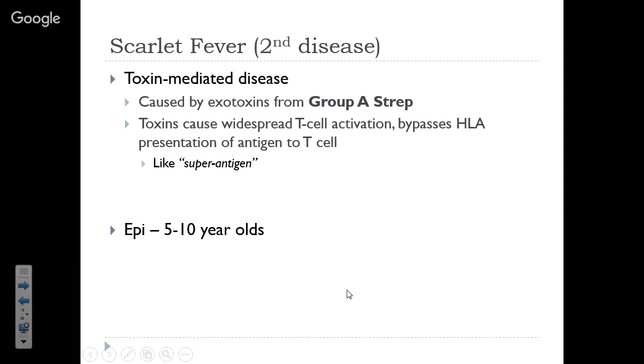Moving on to scarlatina or scarlet fever or second disease. So this is a toxin-mediated disease caused by group A strep. Basically, the group A strep acts like a superantigen and bypasses the usual HLA presentation of the antigen to T cells. And this affects the older kids, so 5 to 10 years old.